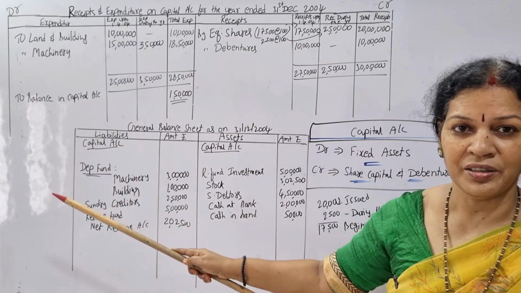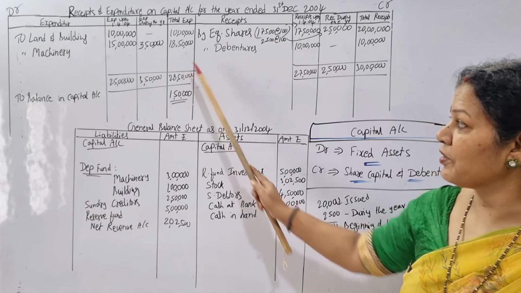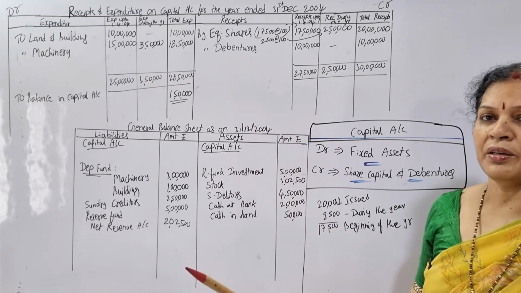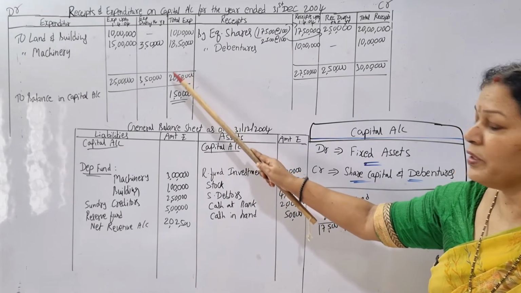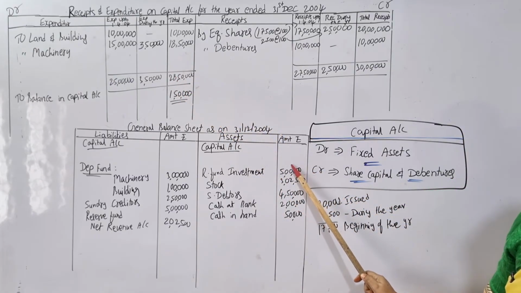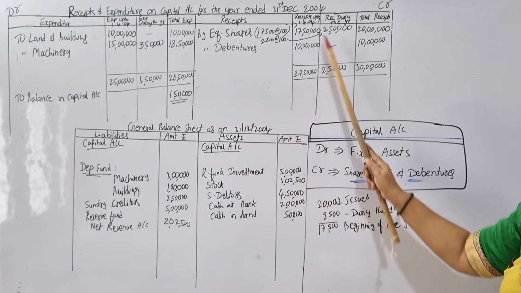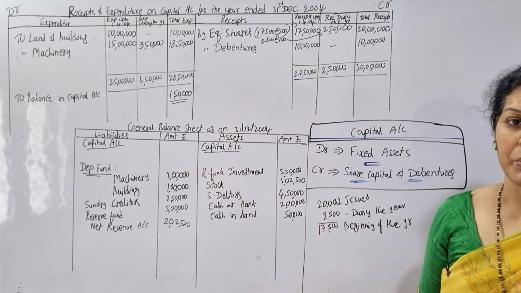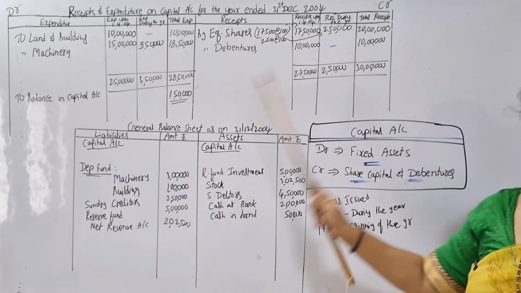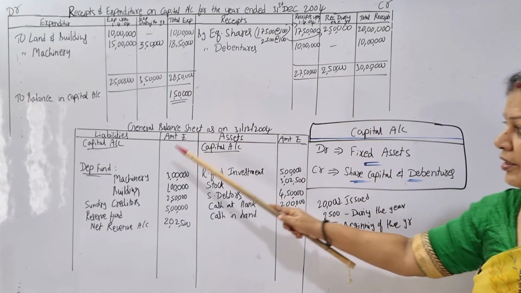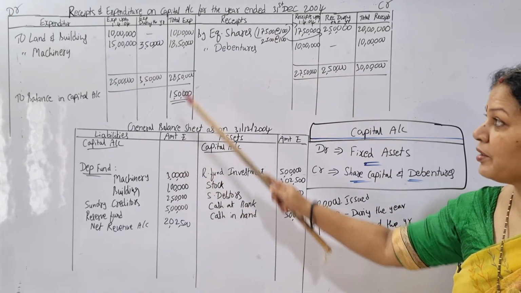Are you clear? Okay. If yes, now we'll go to the general balance sheet. In the general balance sheet, always remember, the receipt side and expenditure side totals we are going to write here. This total 30 lakh we are writing on the liability side. Cross opposite, you remember. Receipts 30 lakh here, liability side.